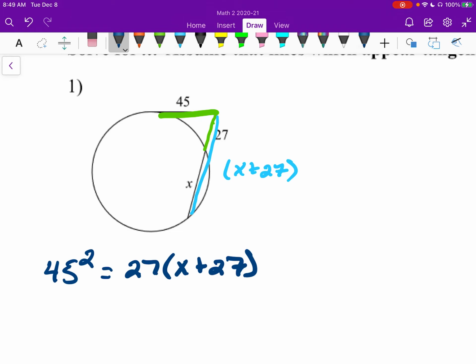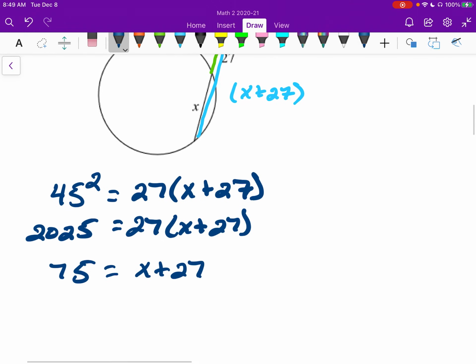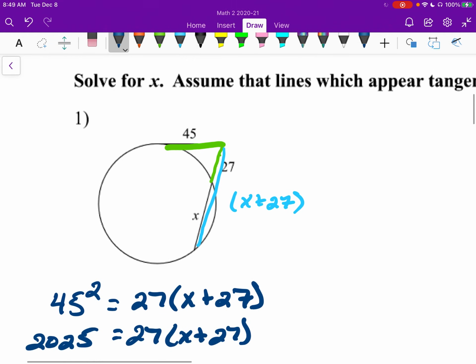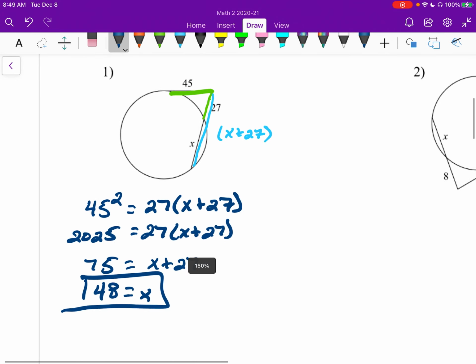So let's type this in. We got 45 squared, which is 2025, equals 27 times x plus 27. I'll divide everything by 27 now, and I get 75 equals x plus 27. When I subtract 27 to the other side, I get 48 equals x. And what am I looking for? It's solve for x, so there I am.